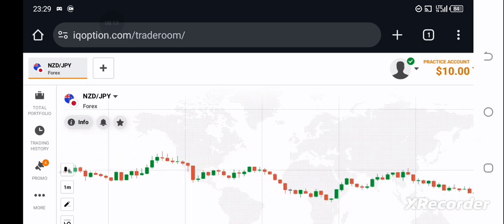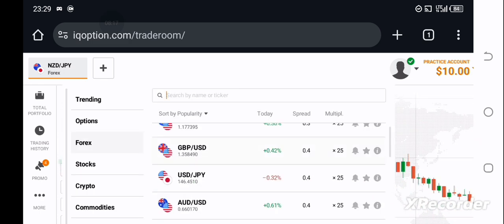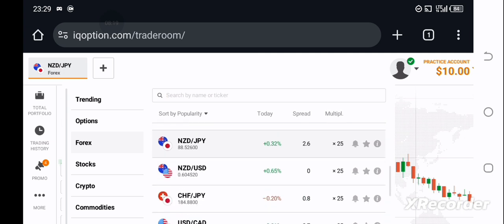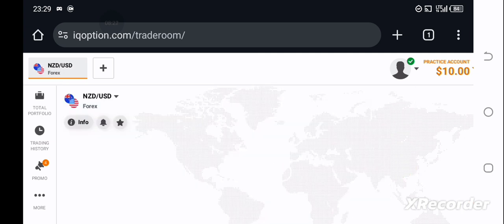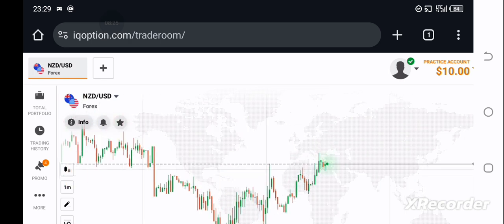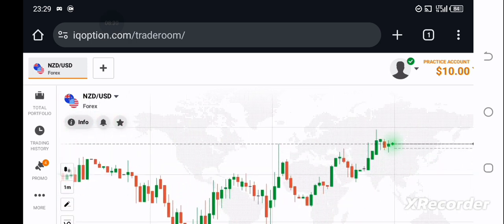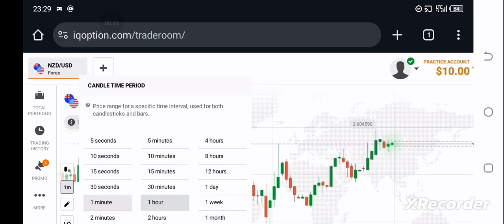So you can see. Let me look out for another currency pair. Let me see another currency pair. New Zealand dollar, United States dollar. Okay, you can see. So at this time, this is not a bad chart. Okay, let me change to the 1 hour time frame.